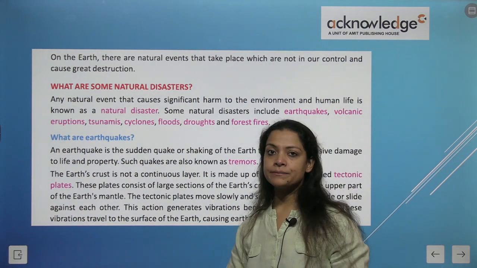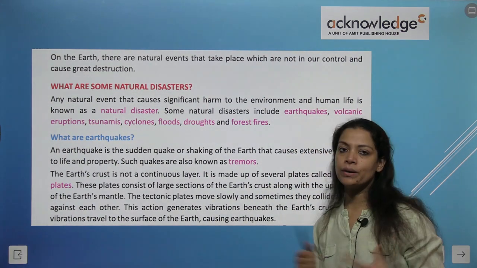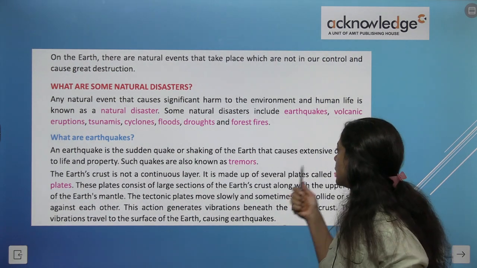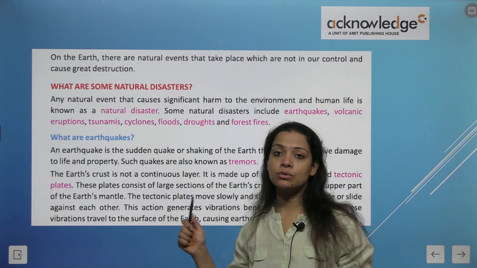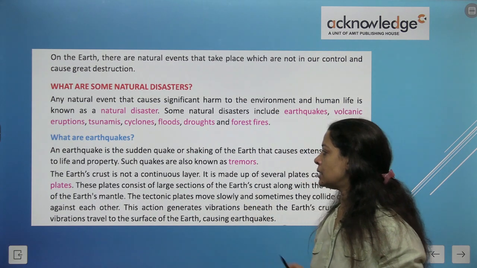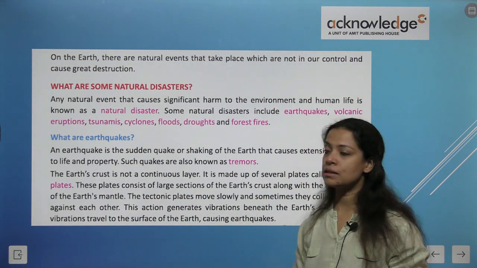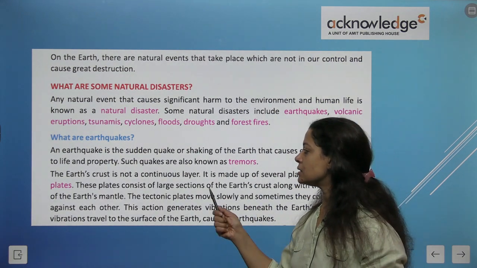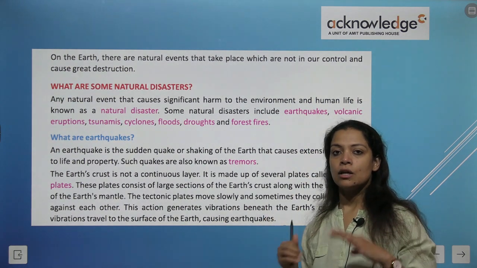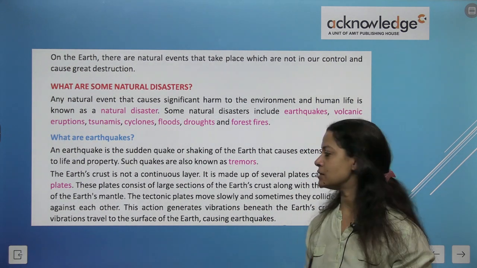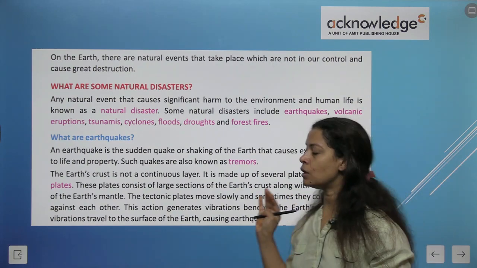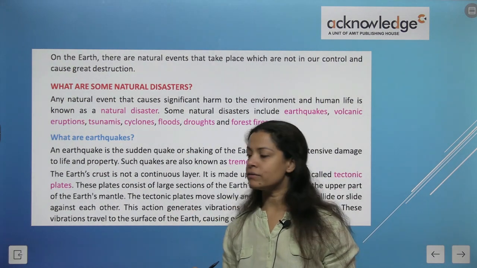Now, what is an earthquake? An earthquake is a sudden quake or shaking of the earth that causes extensive damage to life and property. Those shakes are called tremors. The Earth's crust is not a continuous layer. It has a lot of layers, like tiles fixed on top of tiles. It's made of a lot of plates, several plates layered together.